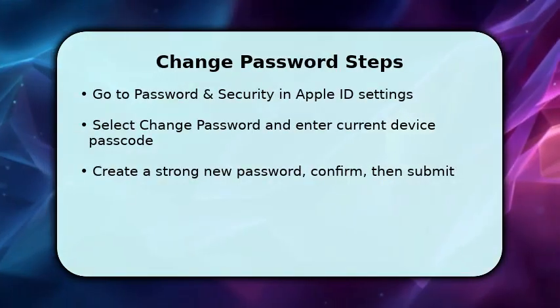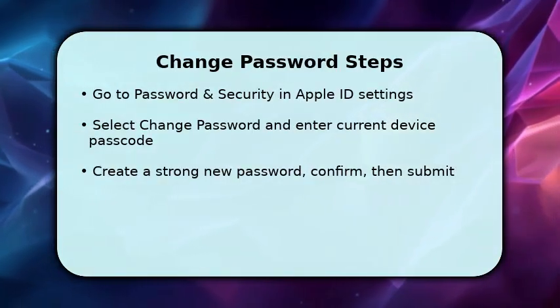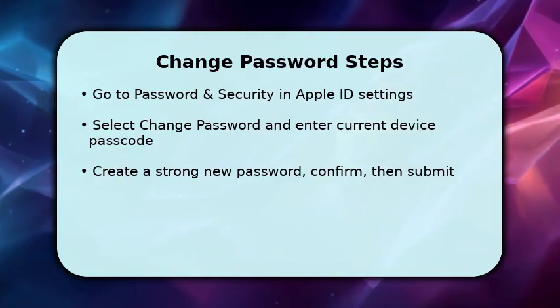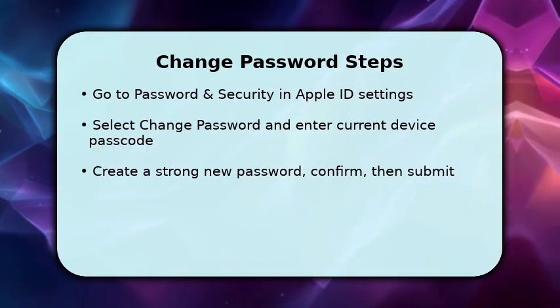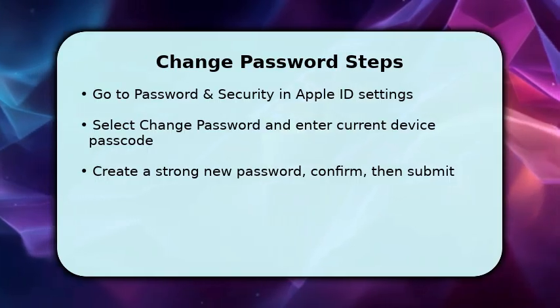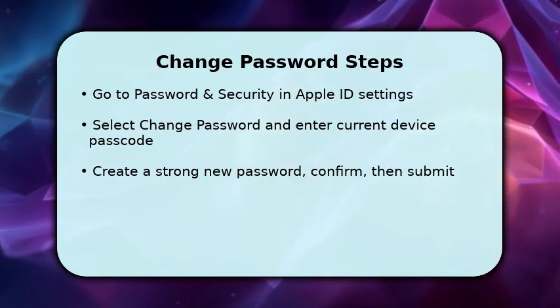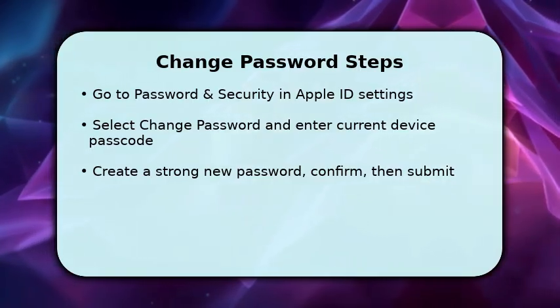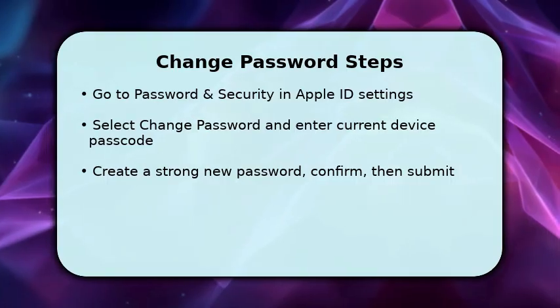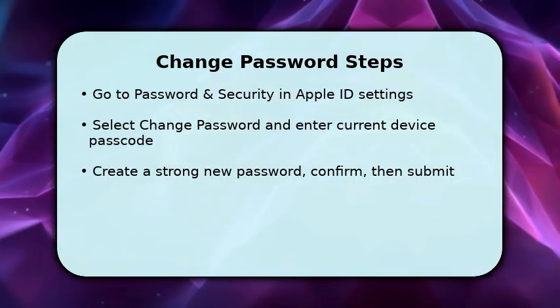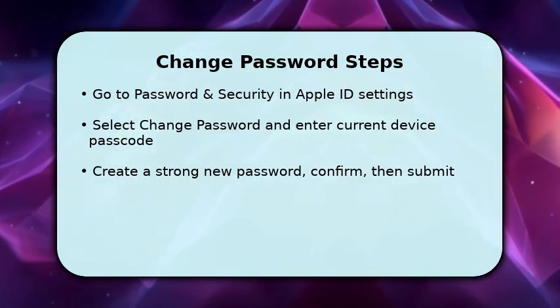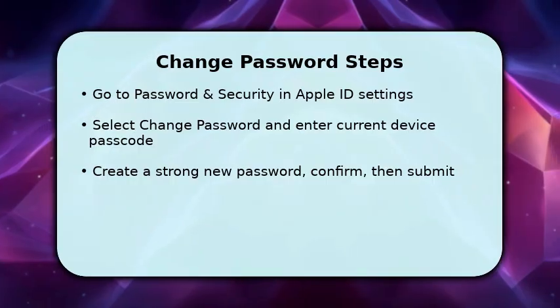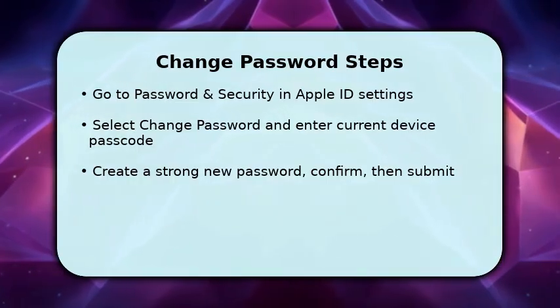You now open Password and Security and choose Change Password. This is where the actual update happens. On an iPhone, you'll be asked for the device passcode to prove ownership, so enter it when prompted. Next, type a new strong password that's unique, at least 8 characters with letters, numbers, and a symbol. This reduces risk. After confirming the new password, tap Change or Save. Once done, your Apple ID immediately uses the new credentials across services.